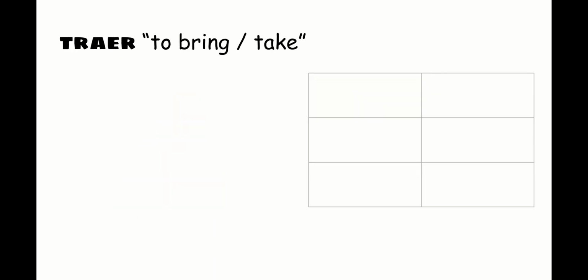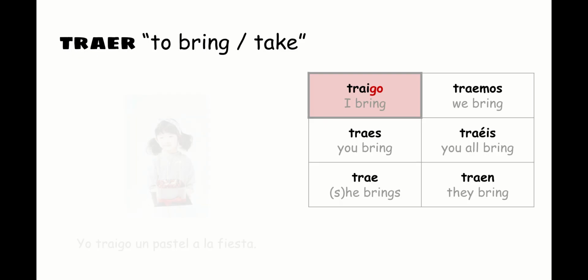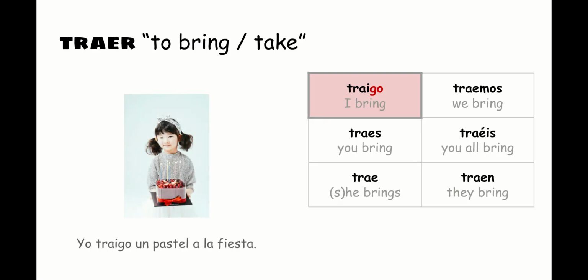Traer means to bring or take. And this is a regular verb, so we can easily conjugate it. Tú traes, ella trae, nosotros traemos, vosotros traéis, and ellos traen. The yo form is going to have a G, and with this one we're actually also going to add an I in front of the G, so we're going to say yo traigo, I bring. So for example, yo traigo un pastel a la fiesta, I bring a cake to the party.